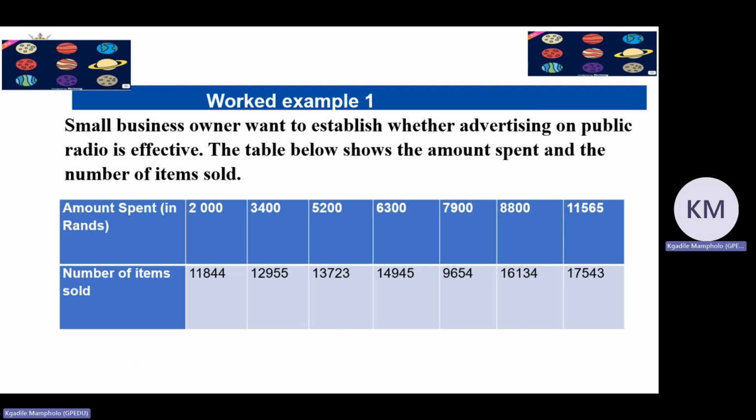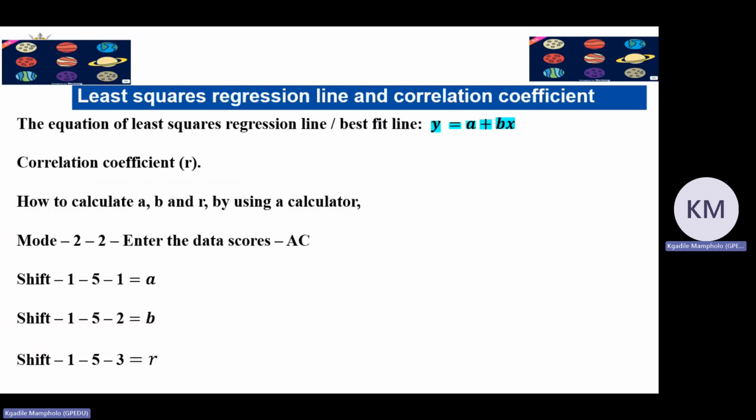shift your cursor to the column on the right-hand side, and take it up so that you start from the first one, the first entry on the column. Then enter 11,844 equals, 12,955 equals, and enter all of them. Then after that, you press AC. It means you're saving the data.